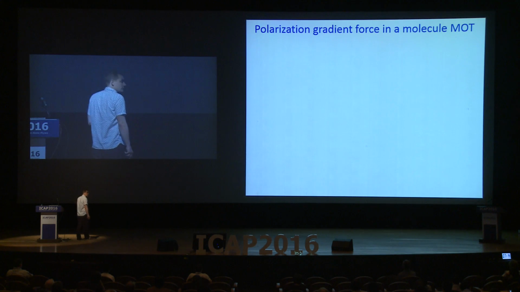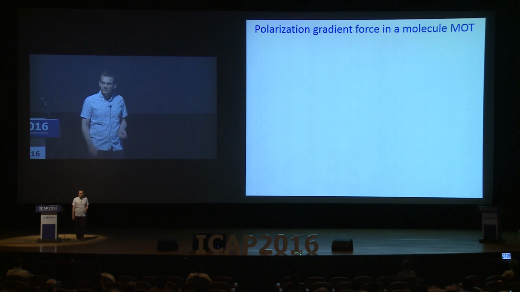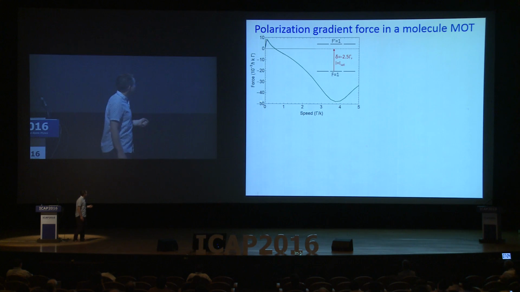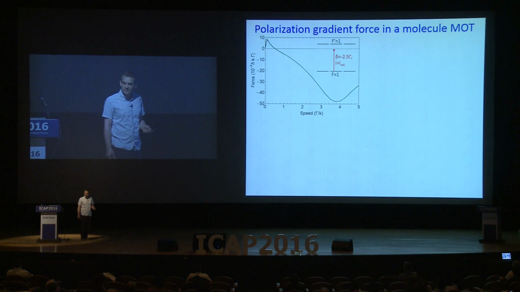Okay, so then in the last few minutes, I want to say something about polarization gradient forces and their likely role in a molecule MOT. What I've plotted here is our calculation of the force versus speed for a molecule using this F equals 1 to F equals 1 system being driven by red detuned light. Okay, and the calculation is done in 3 dimensions in the standard MOT configuration.